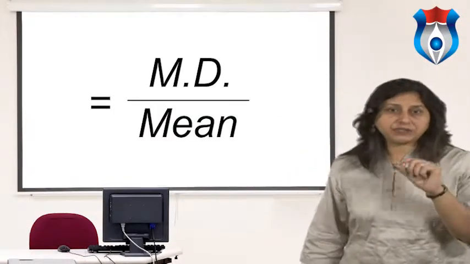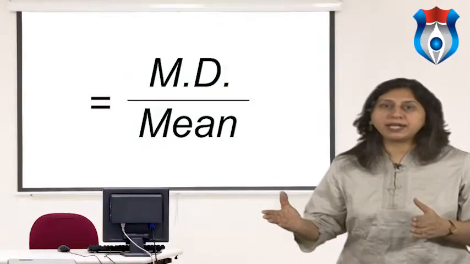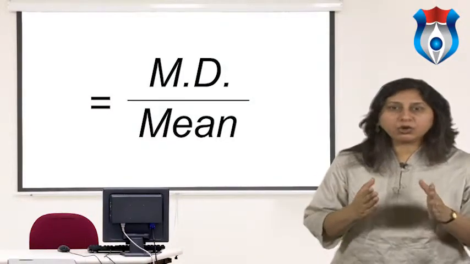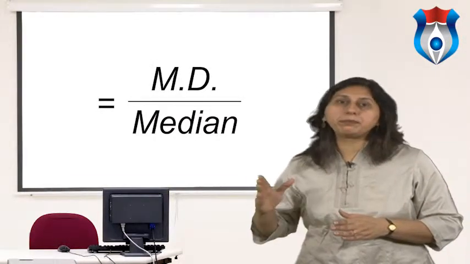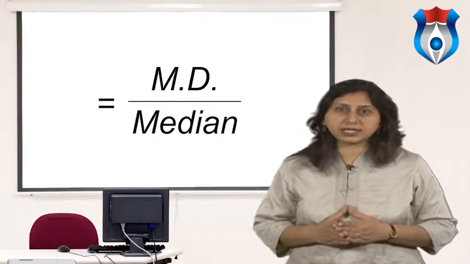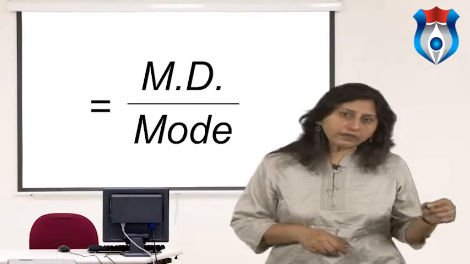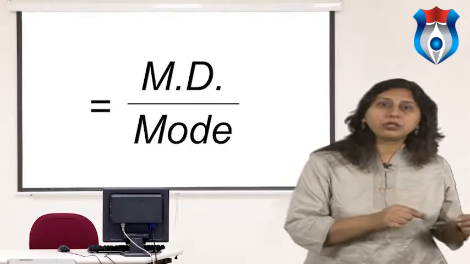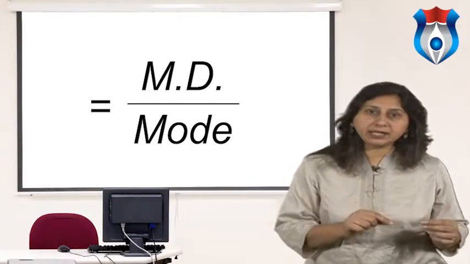The coefficient of MD from mean or mean coefficient of dispersion is given by MD over mean. Coefficient of MD from median or median coefficient of dispersion is given by MD over median. Coefficient of MD from mode or mode coefficient of dispersion is given by MD over mode.